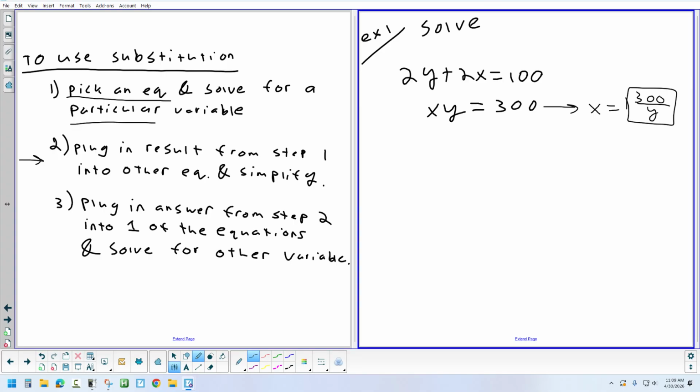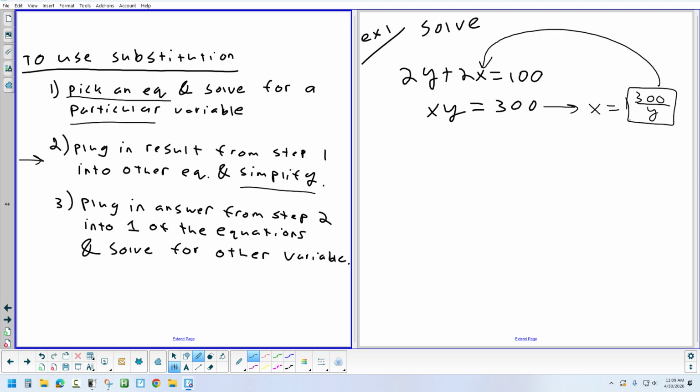Step two, plug that back in. So we're going to take 300 over Y, and where are we going to plug it back in? The X in the first one. Right there. Okay, so let's plug that back in, and then if we have to do some simplifying, we'll do that.